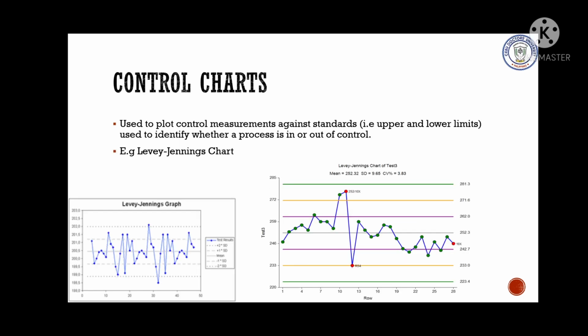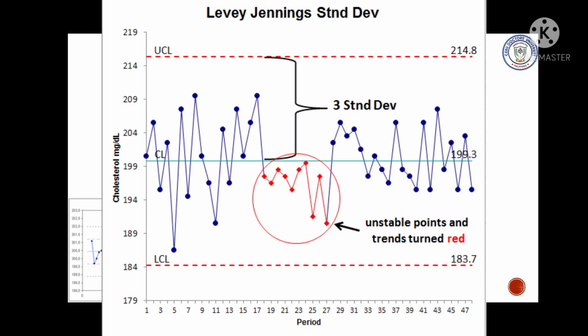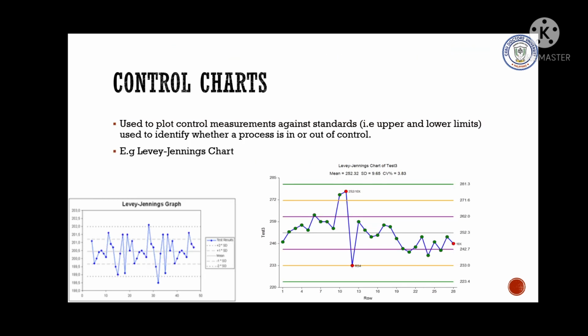Control charts are quite familiar to laboratorians, as one of the best examples of this technique is the Levey-Jennings chart. By definition, class, control charts are used to plot control measurements against standards. Like, for example, upper and lower limits usually equal to the numerical value of plus minus 2 SD. Remember that plus minus 2 SD is the acceptable range in a quality control process. This is also used to identify whether a process is in or out of control.